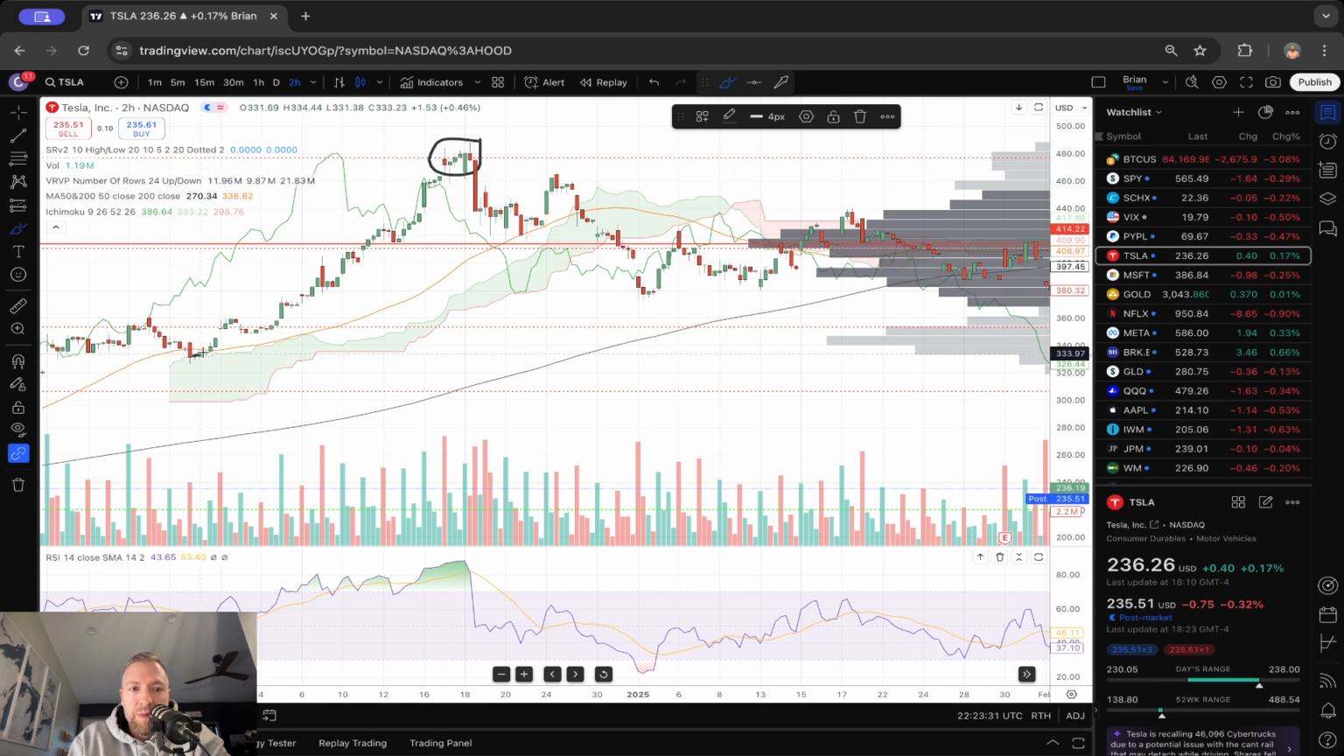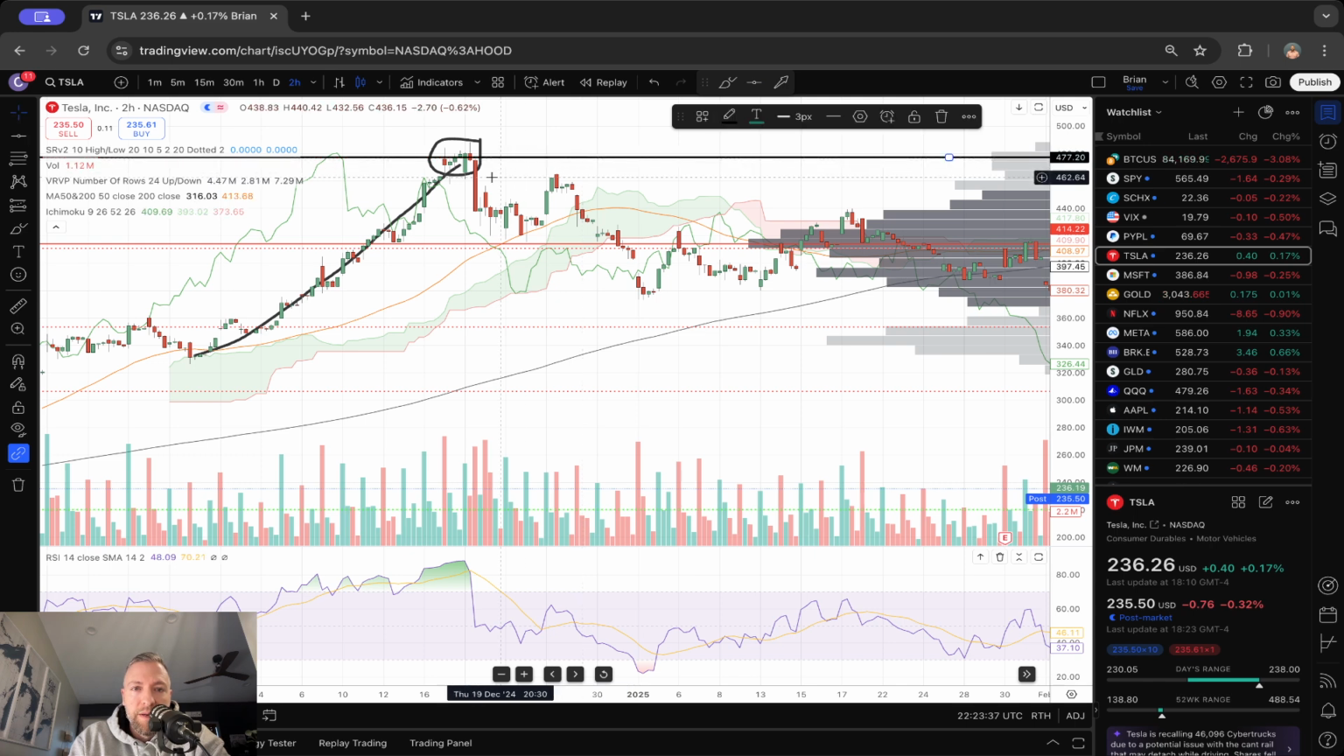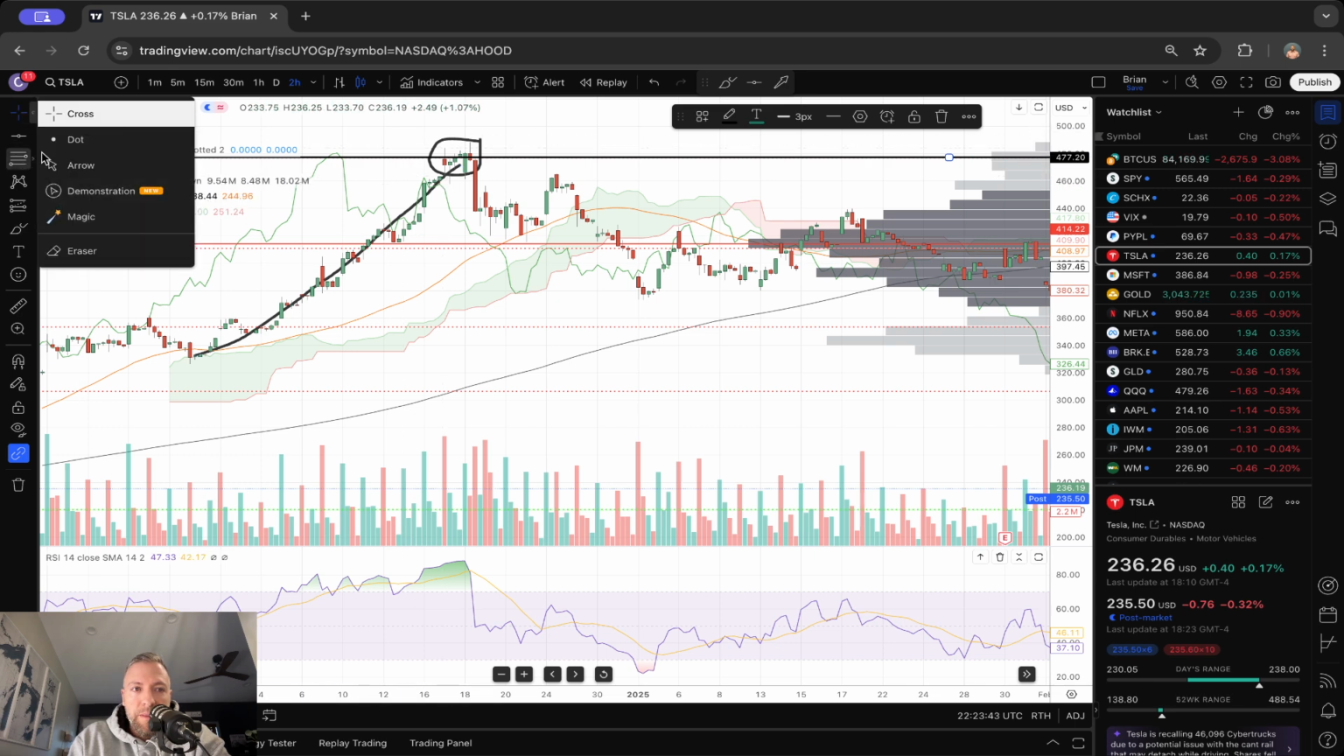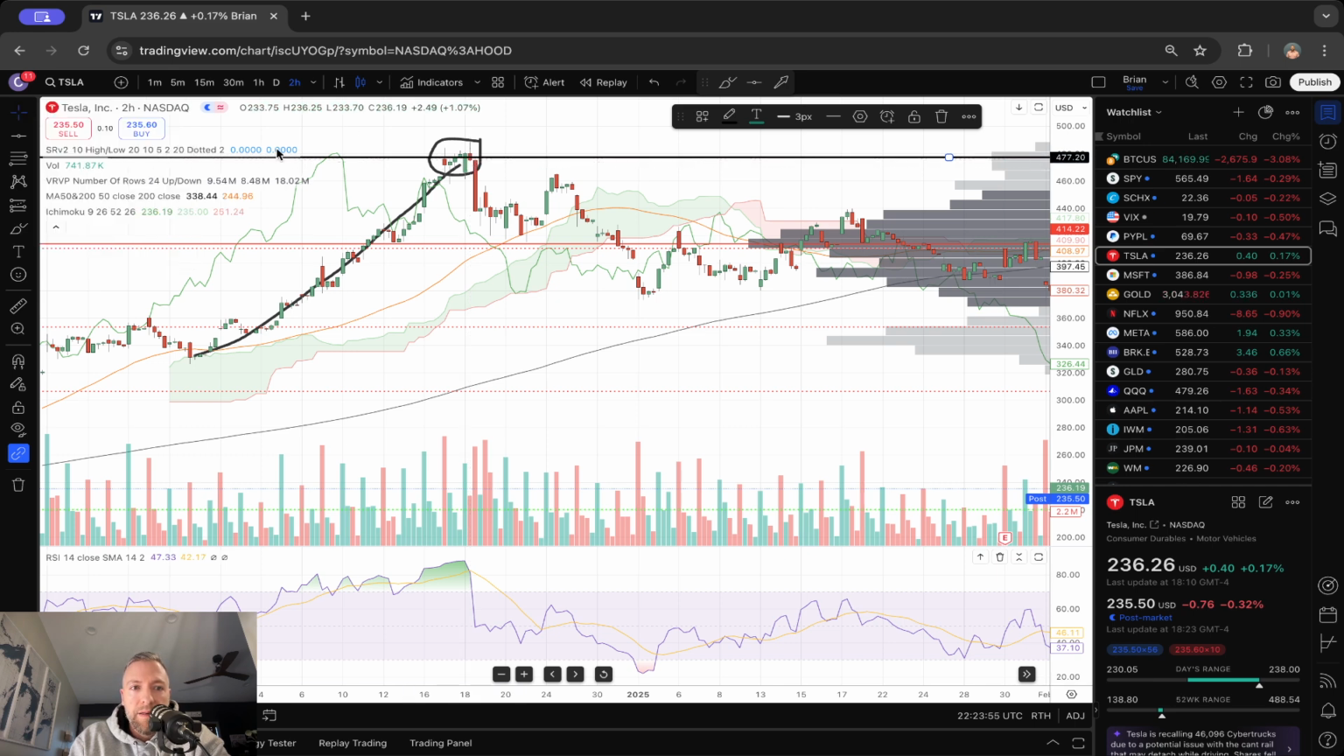Tesla made a nice little breakout. Here's a resistance line right here. It hit this resistance and couldn't break above it. Then we started the descent. Now we're currently down over $244 from its high right here of around 476 to 478, right in that area. So let's take a look. Let me delete this really quick.